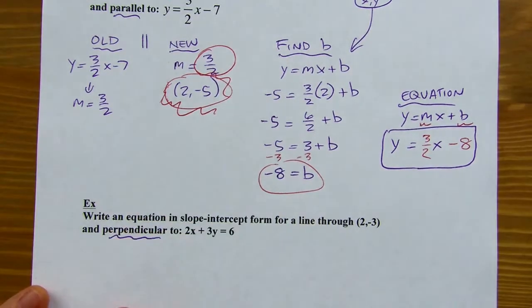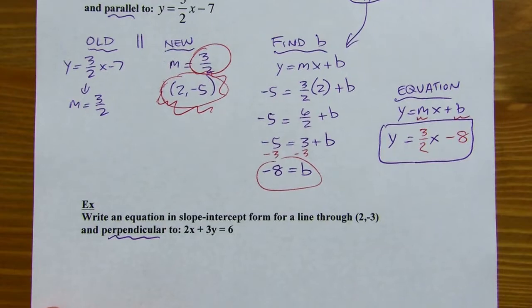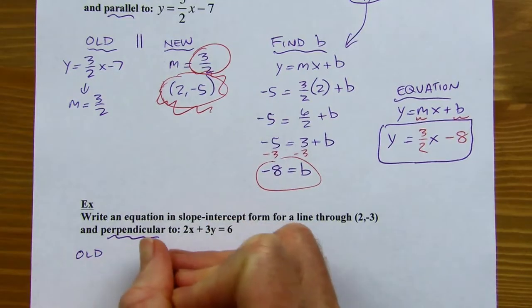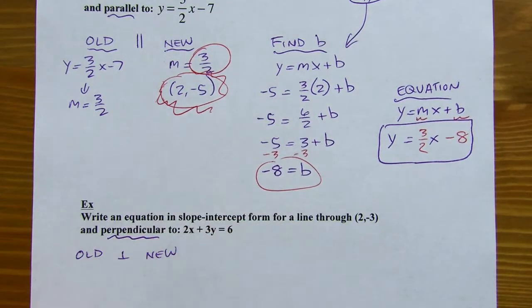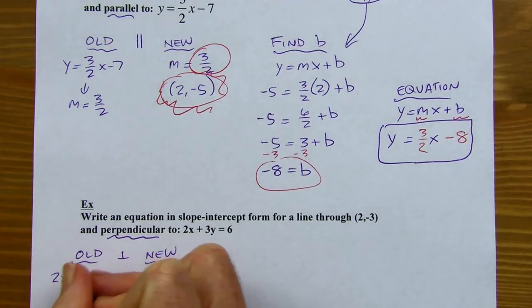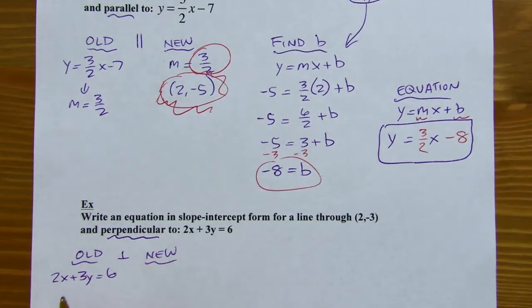Also, these two lines are perpendicular, not parallel. So just be on the lookout for that. Let's set this up in the same way. Got my old and new lines. This time they're going to be perpendicular to each other. I'm just going to write the equation of the old line, and I'm always going to need the slope of this.